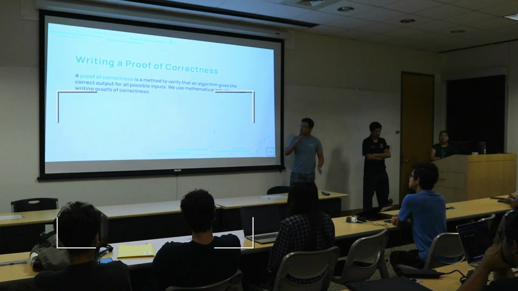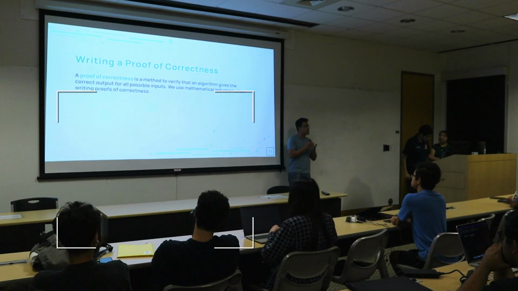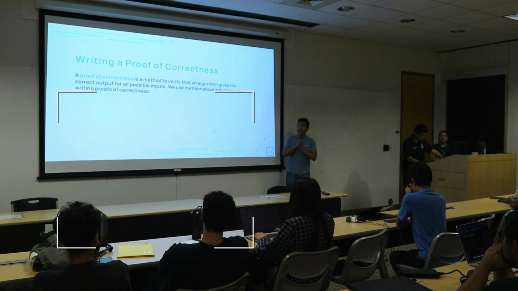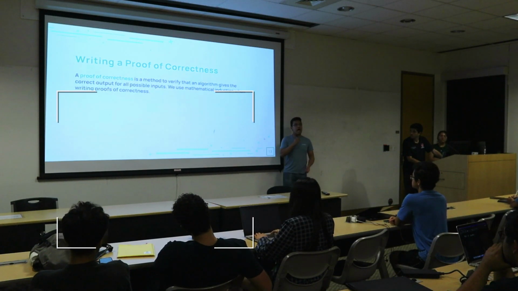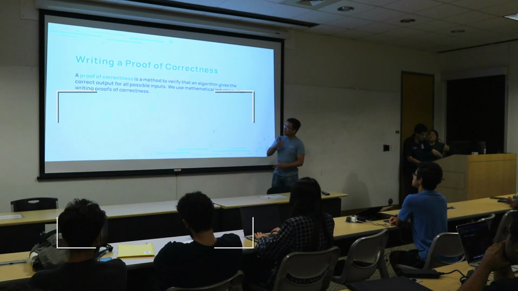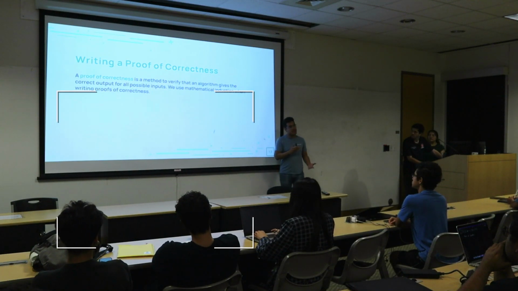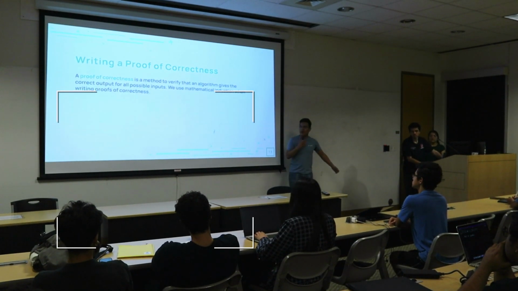All right, so writing a proof of correctness. So proof of correctness is a method by which we verify that our algorithm will output the correct thing for all possible inputs. And how do we do that? Well, we do that by mathematical induction.